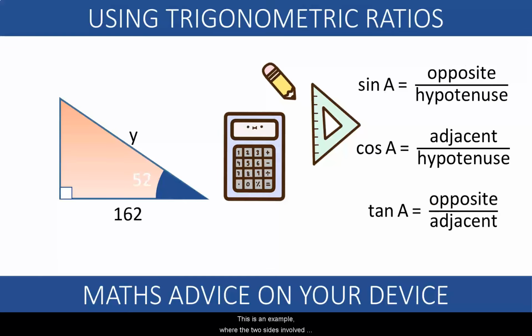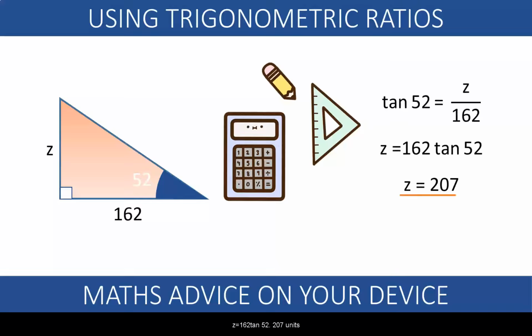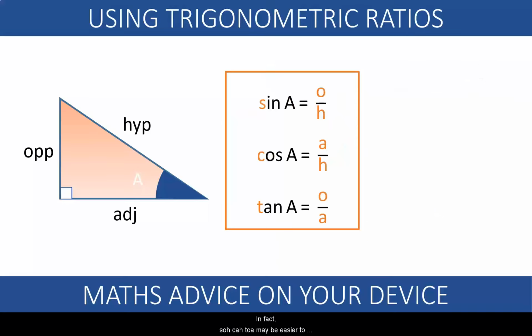This is an example where the two sides involved are the opposite and the adjacent. So we use tangent. We write tangent of 52 equals z over 162 and we solve for z. Z equals 207 units. Take note of the trigonometric ratios. In fact, SOHCAHTOA may be easier to remember.